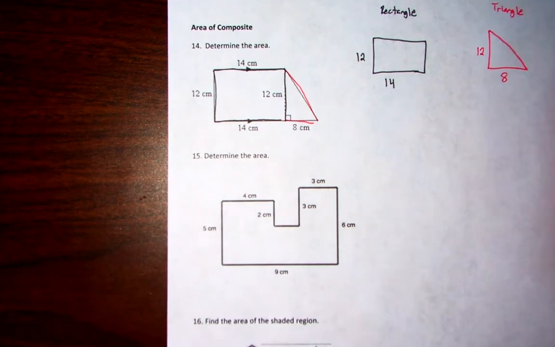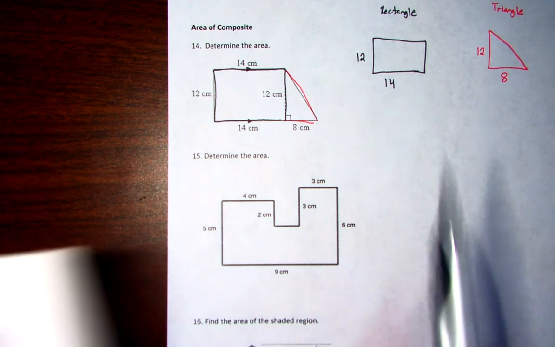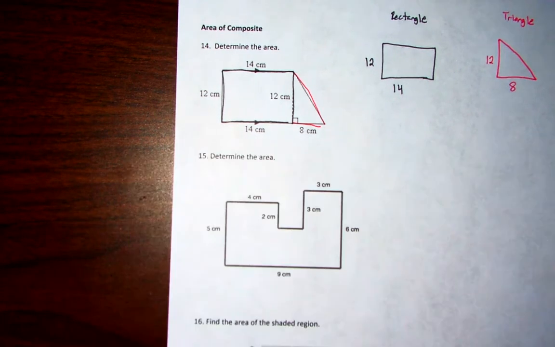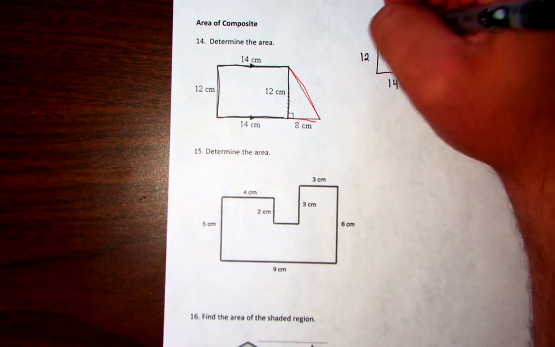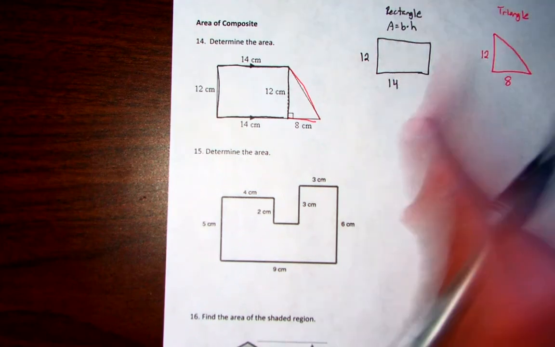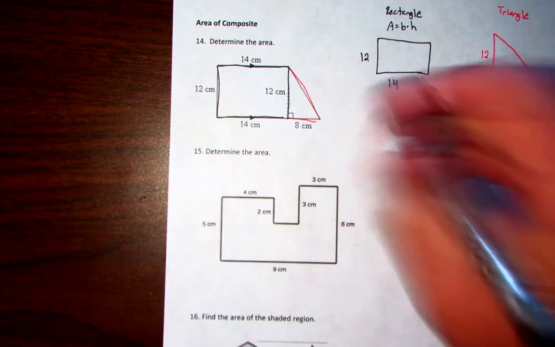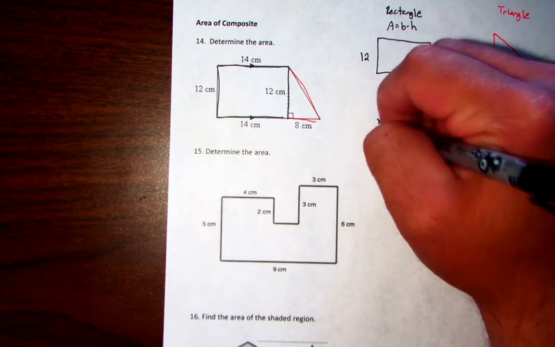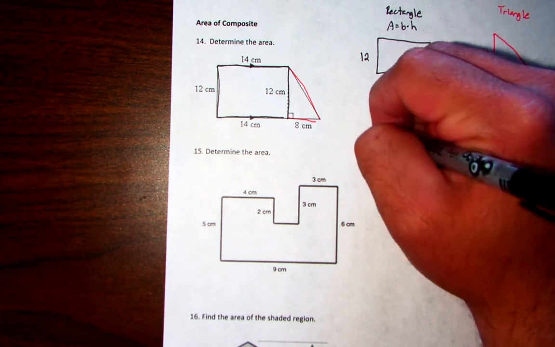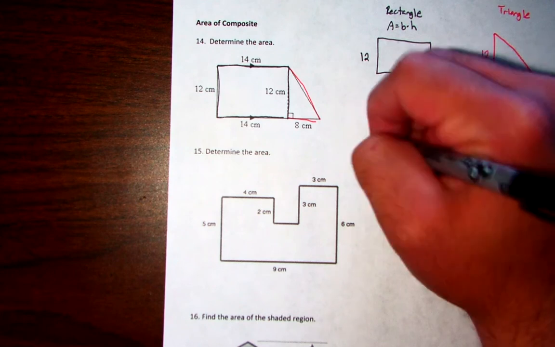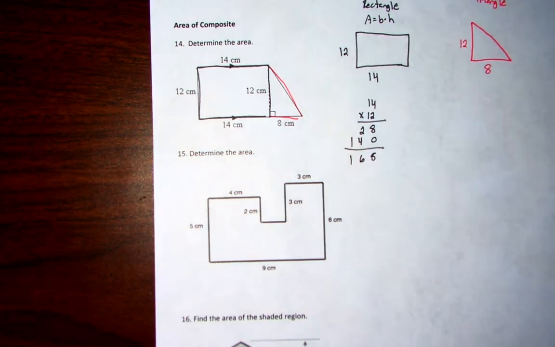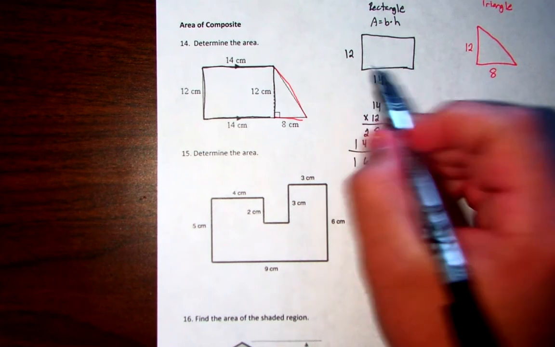Now, back to your formula chart. I need to find the area of both. So your rectangle, again, is base times height. So what is 14 times 12? Well, it's 168. So the area of this rectangle is 168.